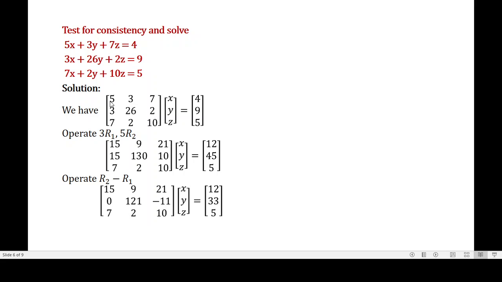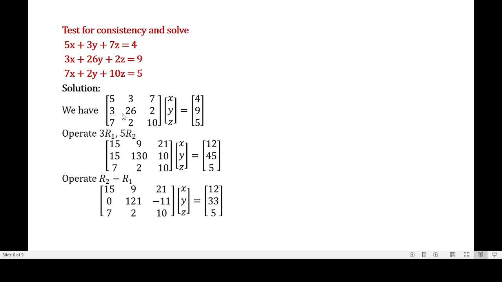So, A is a coefficient matrix. Its elements are: first row 5, 3, 7, and 3; second row 2, 6, 2... and the last row elements are 7, 2, 10. Then we have a column matrix x, y, z, that is equal to the column matrix 4, 9, 5.